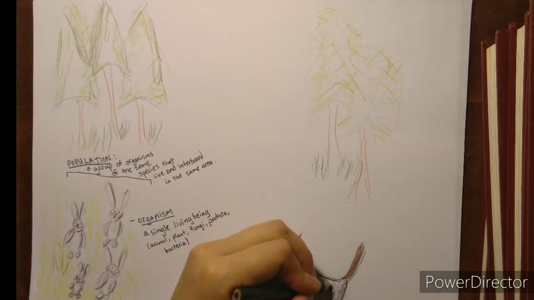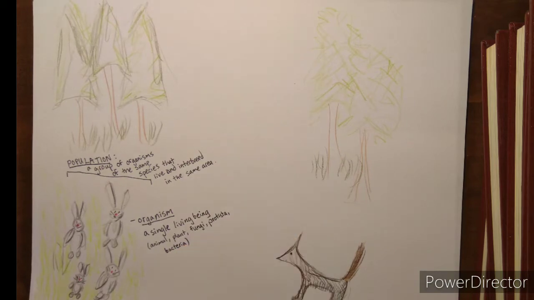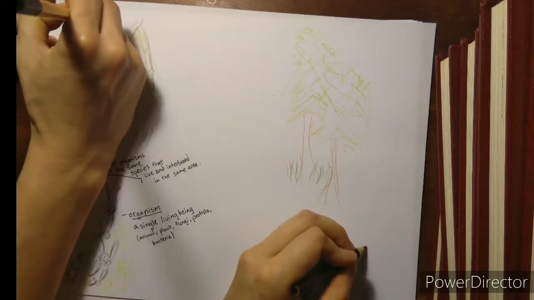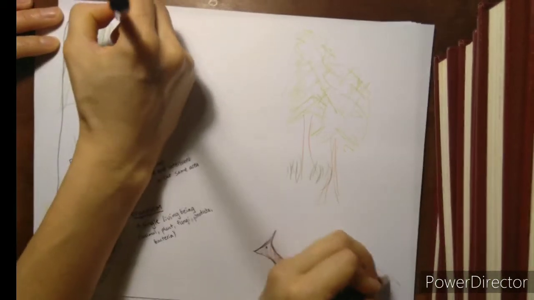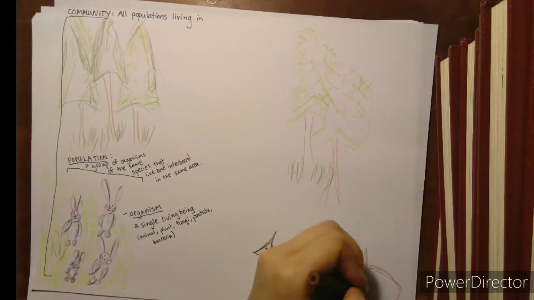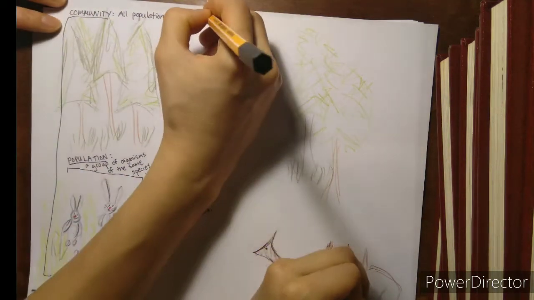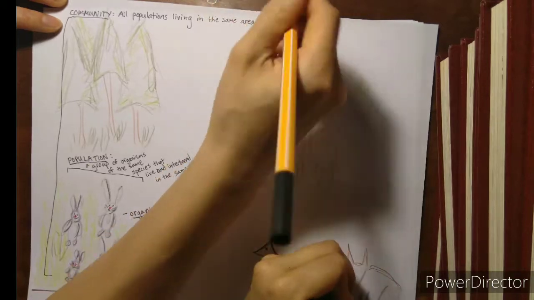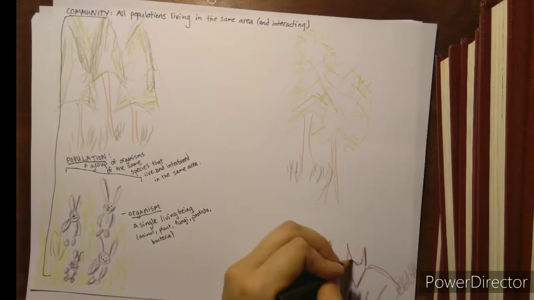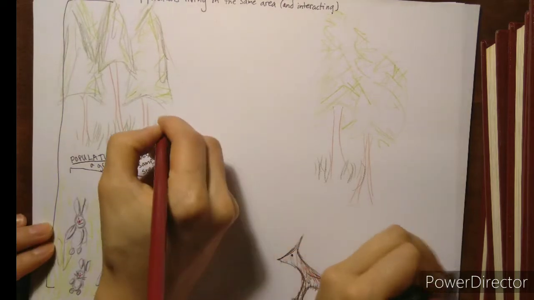Now, we have been drawing quite a bit because the next level up is going to be all the populations that live in the same area and interact together. So this can include all sorts of living organisms. We're talking plants, animals, bacteria, fungi that all live in the same area and interact together. The name for this is going to be a community.